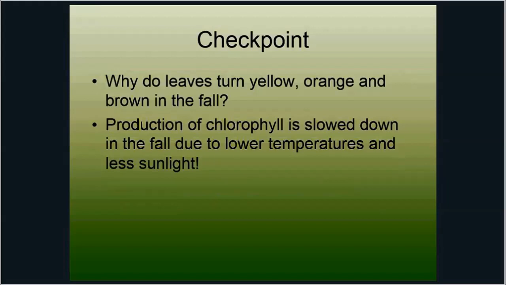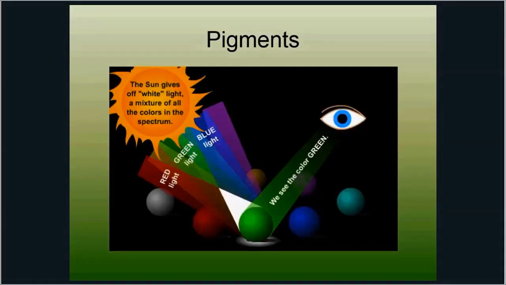So why would leaves turn yellow, orange, and brown in the fall? Because the production of chlorophyll is slowed down due to the fall having lower temperatures and less sunlight. So then you get to see those wonderful fall colors come out in the leaves because you don't have as much of the chlorophyll reflecting that green pigment. This is just a picture of that.